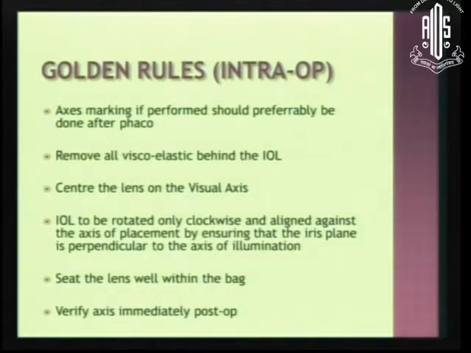And immediately after the surgery, take the patient back on the slit lamp and verify. Here you have a patient who is under topical anesthesia, the pupil is nicely dilated. Go back on the slit lamp, check whether you have placed the lens in the right axis. If not, if it's gone by more than 5 degrees, you take the patient back onto the operation table and re-rotate the lens till you have achieved the precise alignment. This one step will improve your results manifold.